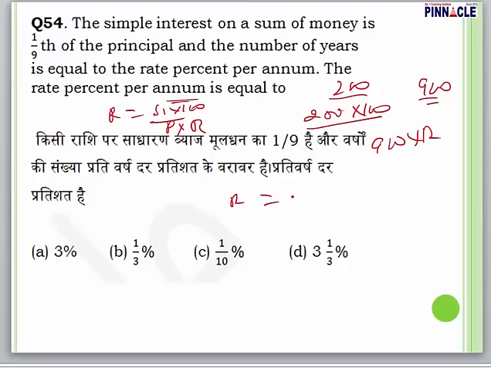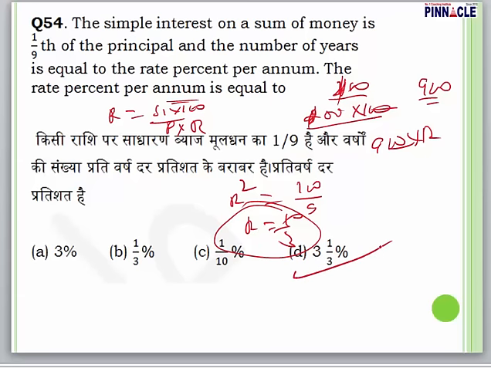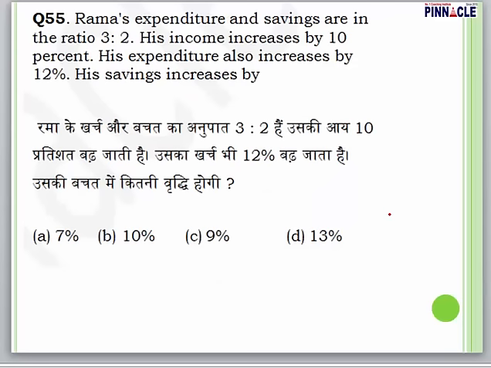R square is equal to, sorry, this is 100 not 200, because on 9 rupees one is the interest, or in other words you can write 1 into 100 divided by 9. So 100 by 9 is the value of r square. R would be 10 by 3. R is equal to 10 by 3. D is the answer.